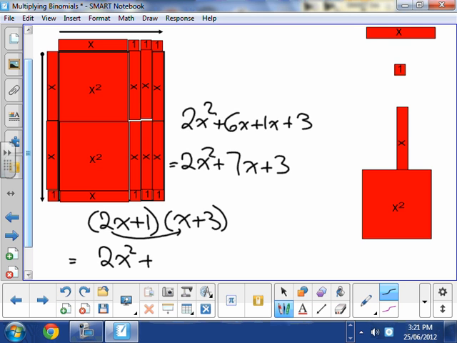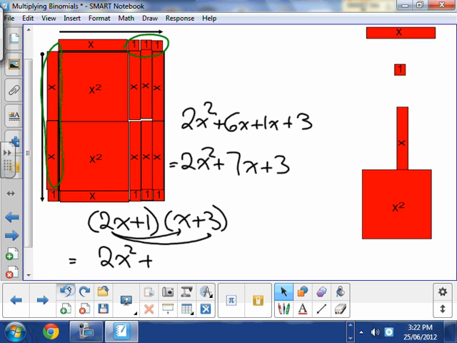I took again 2x and I multiplied it by 3. So you are talking about these two x's, right? These two x's multiplied by 3 gave you these 6. Okay, good. So I don't need to see those anymore. So 2x times 3 is 6x. Plus, what do I do now?